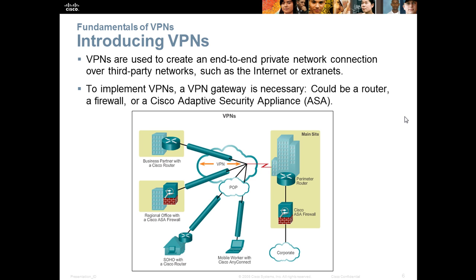Introducing virtual private networks. Virtual private networks or VPNs are used to create an end-to-end private network connection over third-party networks such as the internet or extranets. In order to implement a VPN, a VPN gateway is necessary. It could be a router, a firewall, or a Cisco Adaptive Security Appliance, ASA.